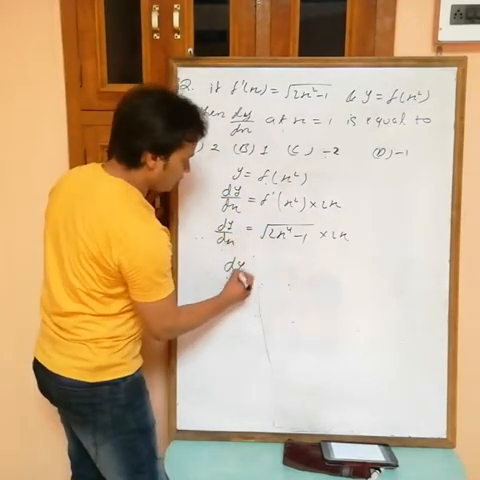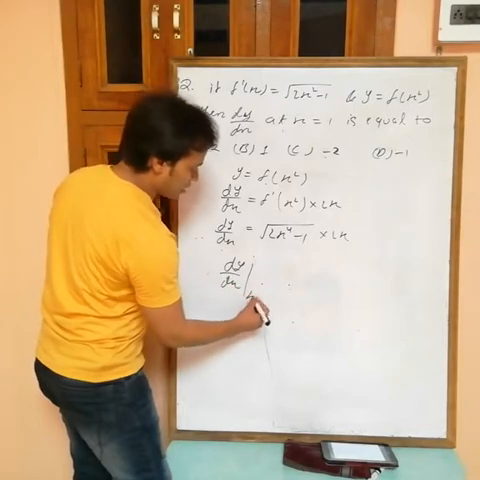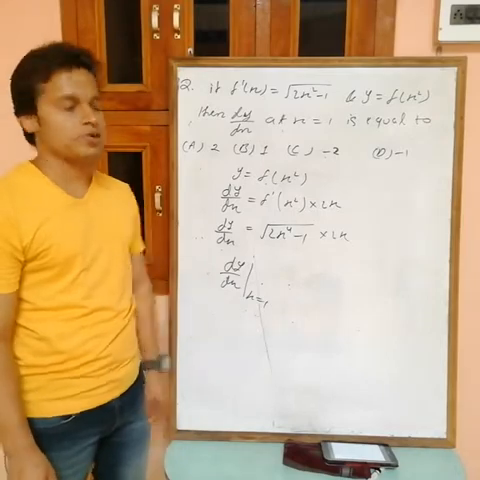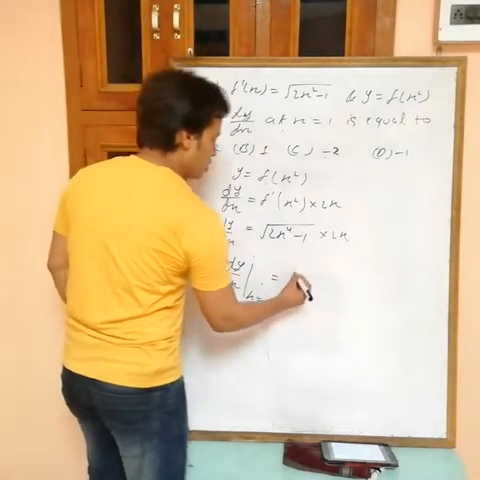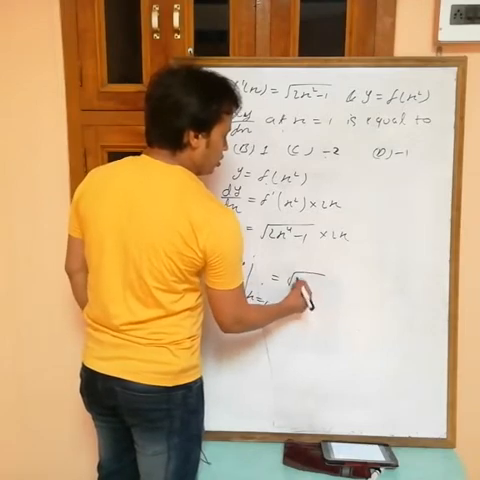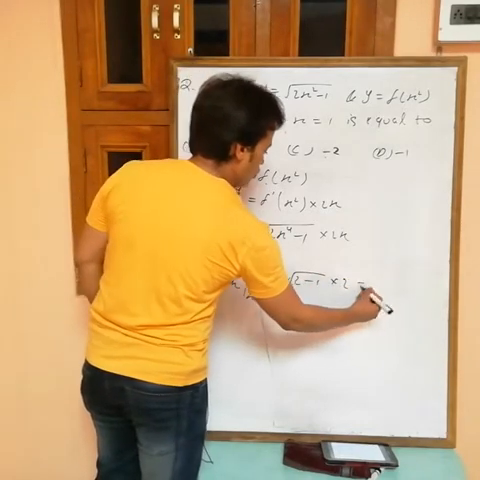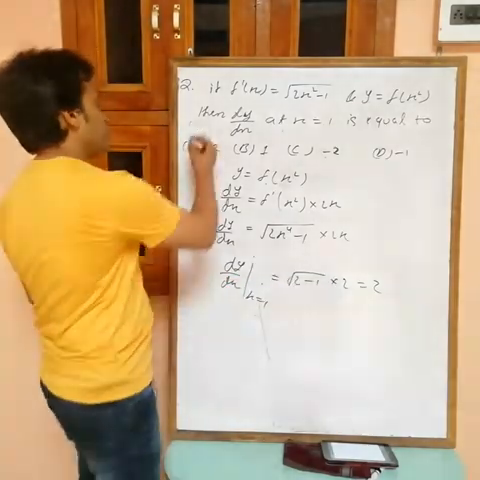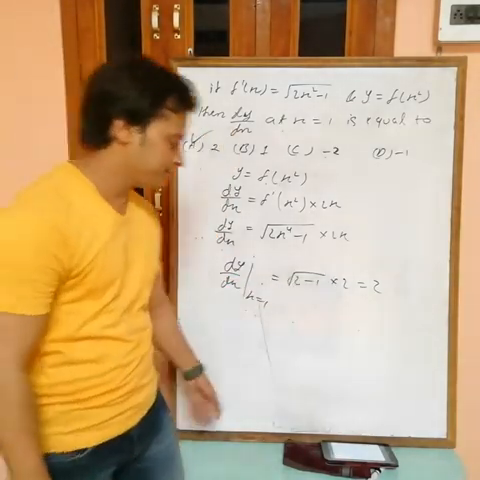Then what we want is dy by dx at x equals 1. How to read this one? dy by dx at x equals 1. So put x equals 1. If I put x equals 1, then this is 2 minus 1, 2 minus 1, and this is 2. Okay, so what are we getting? 2. Root 1 into 2 is 2. Okay, so the first option is the correct answer.